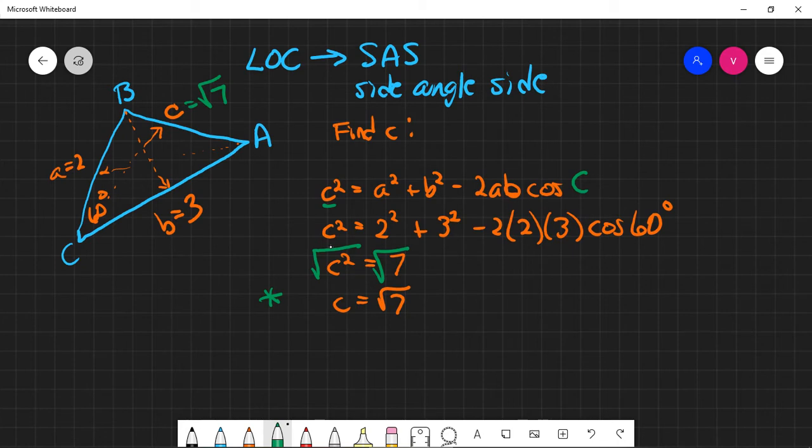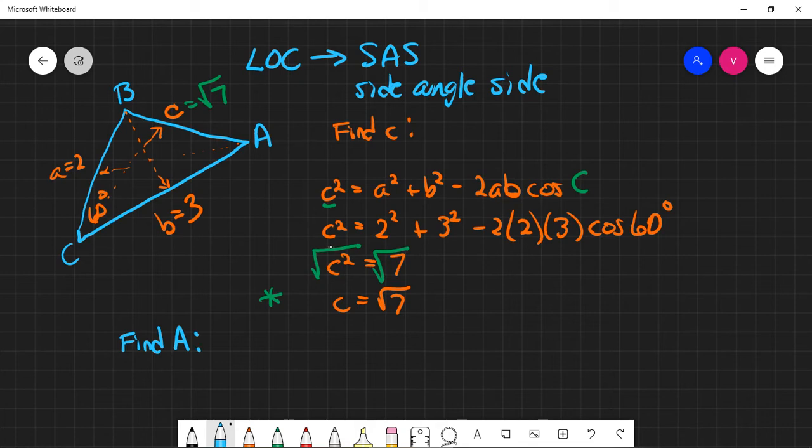So again, most of the time when you're taking a square root, you have plus or minus, but if it's a distance, you don't have a negative distance. Okay, so C is equal to the positive there. All right, so now what are we going to do? We're going to find angles A and B. So first we're going to find angle A.